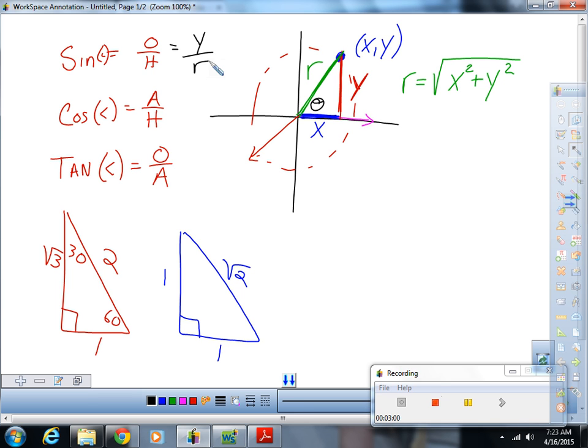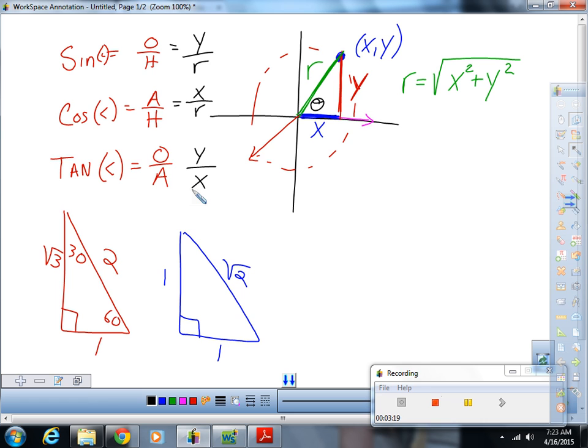So we will just now start calling that y over r. So anytime you hear sine, you're going to start thinking about y. Okay? So what's cosine going to be? x over r. And then tangent would be y over x. Okay? Are you okay with that?